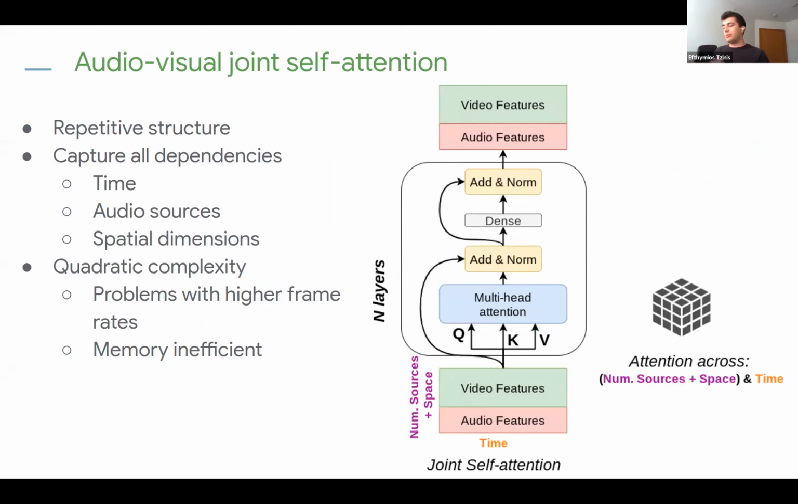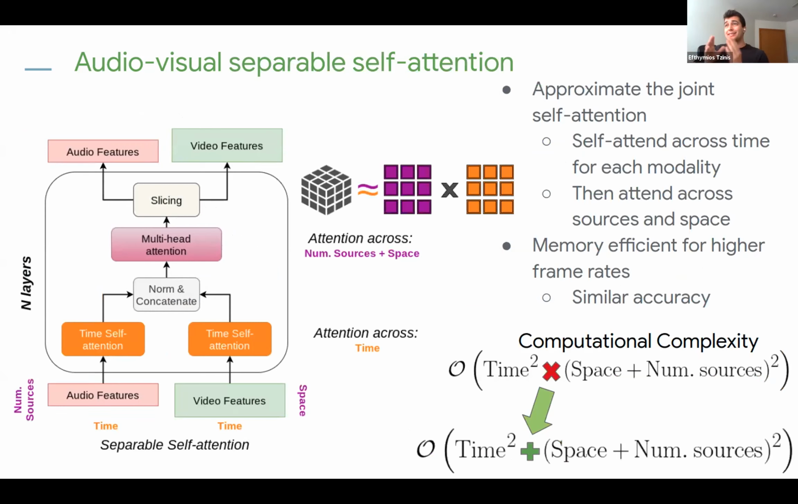So this joint self-attention block that we said before captures all of the dependencies. It's a really complex mechanism, but it comes with some kind of quadratic complexity between each axis that you attend to. So we had a few problems when applying those and training with higher frame rates because it's quite memory inefficient. So what we propose is that we can effectively separate the attention across those axes, and we want to approximate the joint self-attention by first self-attending across time, and then when we concatenate, we attend across the second dimension independently. So we can gain a huge boost in computational complexity, as you see here, because the multiplication effectively becomes an addition, which is really important when, for example, this number is quite high.